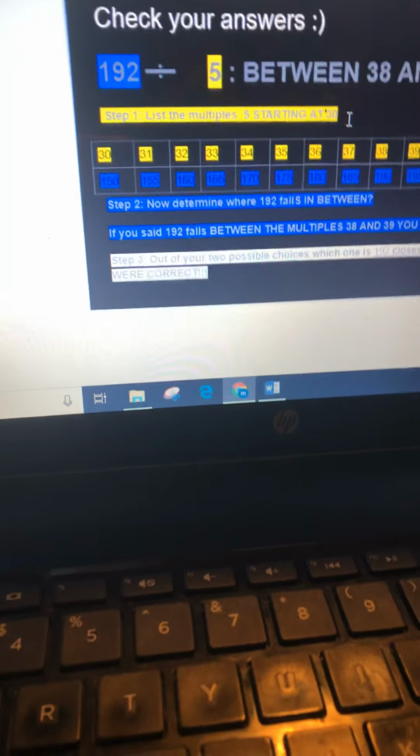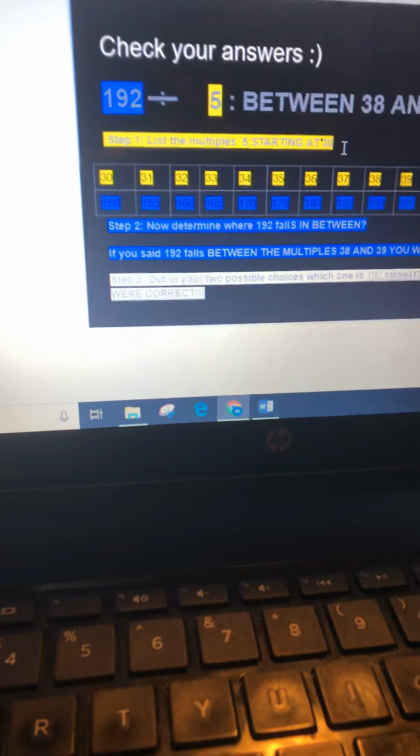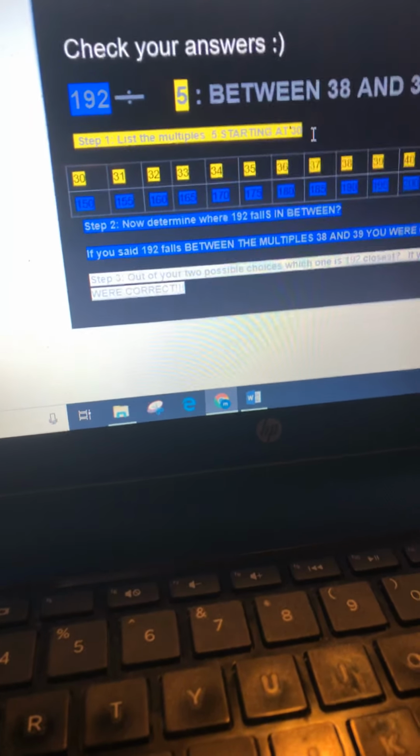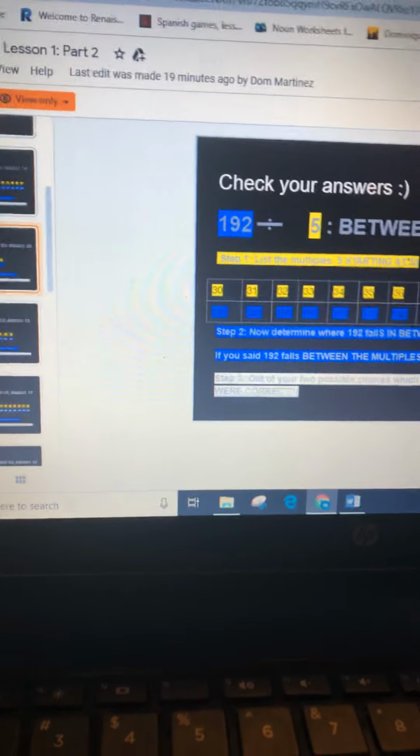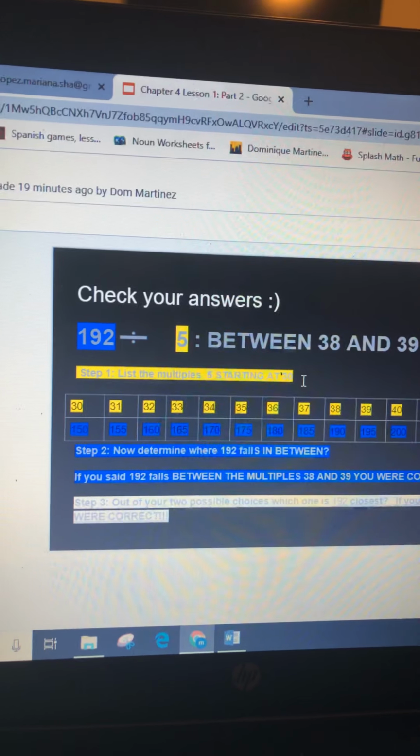And this isn't just division, guys. This is just estimating, but it's a little bit different than what we've estimated before. You guys are great at estimating. This is just slightly different than what we've done before. So it's kind of trial and error with this.